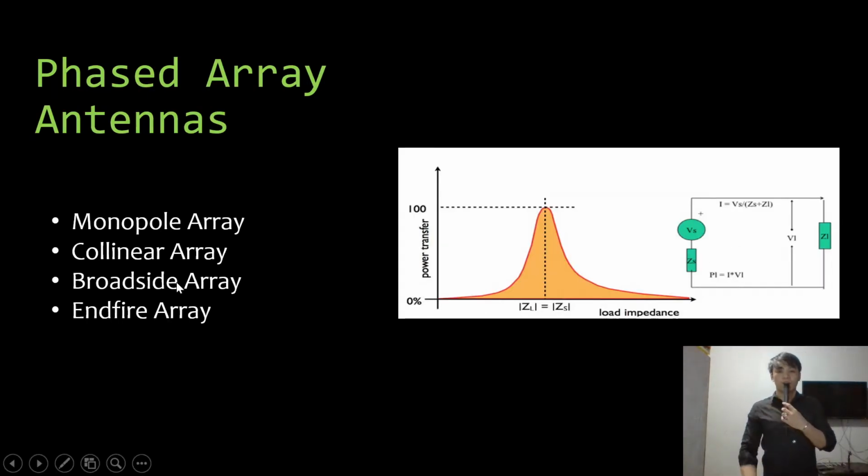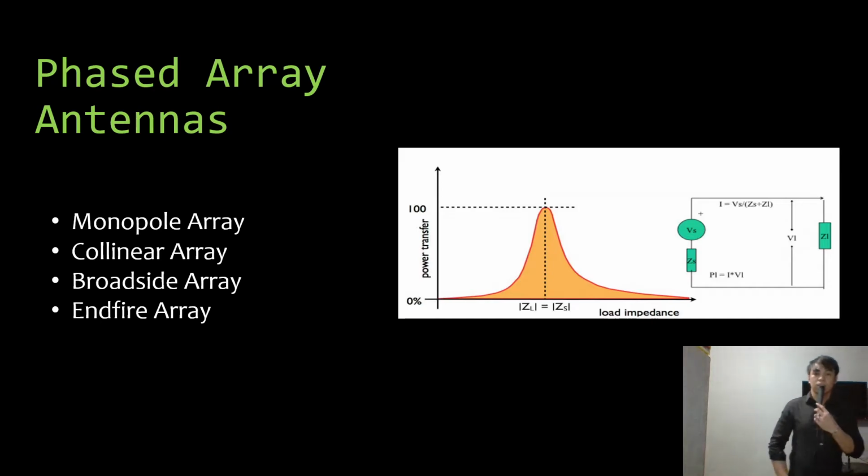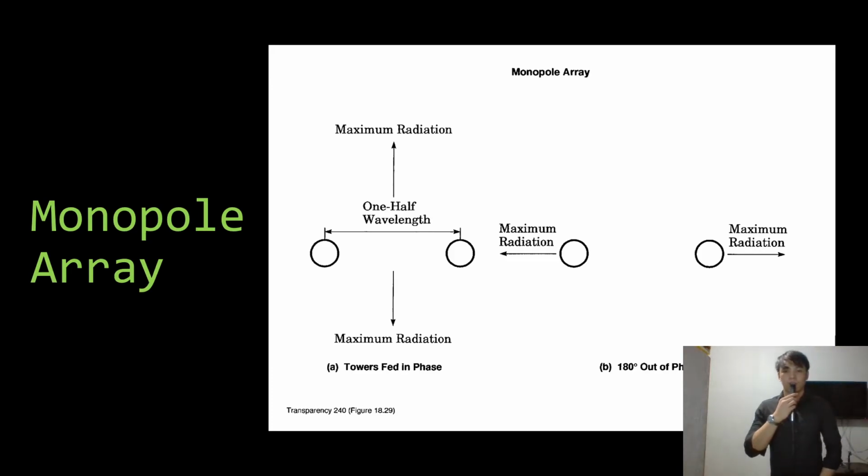So, phased array antennas. The various types of phased array antennas are monopole array, collinear array, broadside array, and the end fire array. So we will see here the basic principle of monopole array.